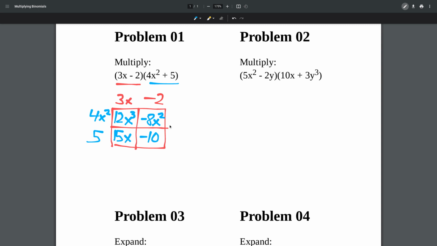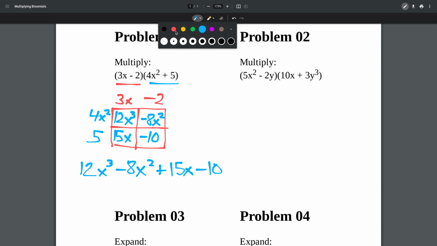In this one, I have no like terms that can combine, so I'm just going to write out my solution as 12x cubed. I go from the highest power all the way to the constant, so 12x cubed minus 8x squared plus 15x minus 10. And I'm done with that one.